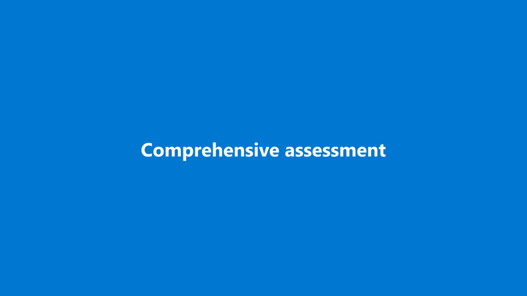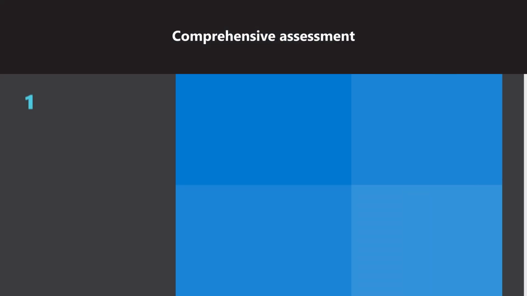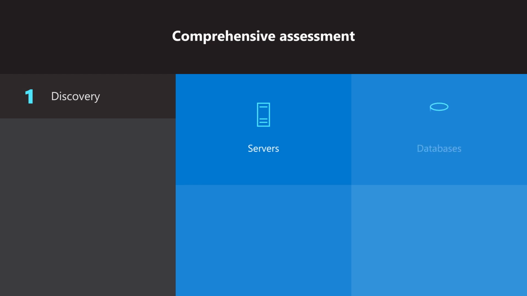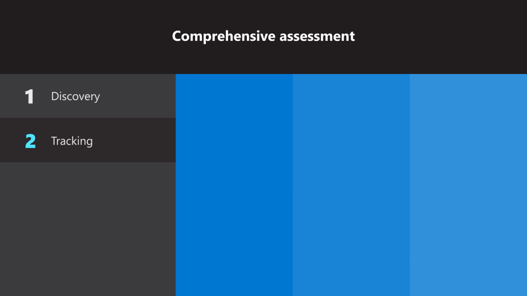A comprehensive assessment analyzes your workloads in 5 key ways. First, discovery. Get a comprehensive understanding of what's running on which platforms across Linux and Windows servers, databases, web apps, and more. Second, tracking. Assess the applications installed on your servers to understand their makeup, compatibility, and any end-of-support considerations.